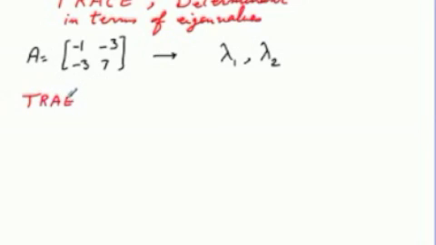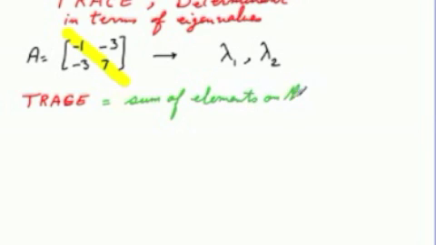Trace of a matrix, very simple. It's just the sum of all the terms on its main diagonal. You just add them up. That's called trace. It turns out to be very important. So trace is the sum of elements on the main diagonal. I said main diagonal because any square has two diagonals in it. The one that plays a bigger role is this one.